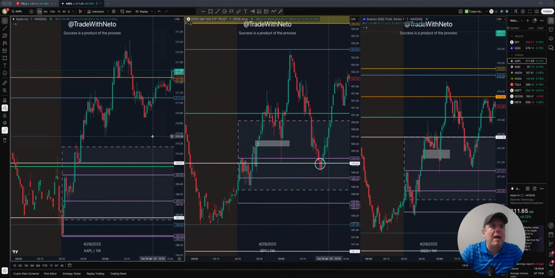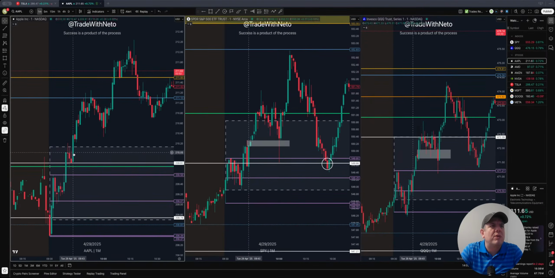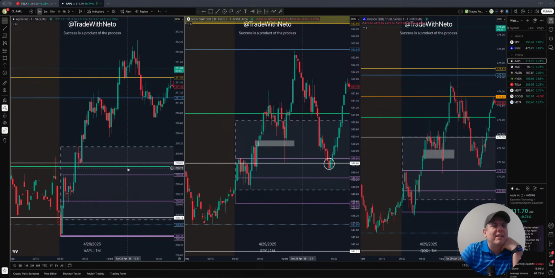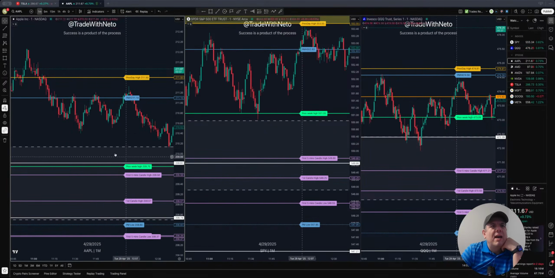So on Apple we had this daily gap again. This daily gap is the difference between yesterday's close and today's opening. So we had this daily gap, and we had this 5 minute opening range. Look, I added this new line, this new neon green line. That's previous week high and low.